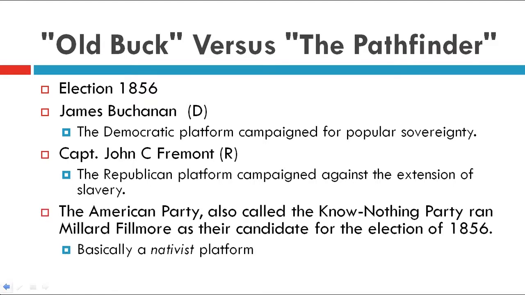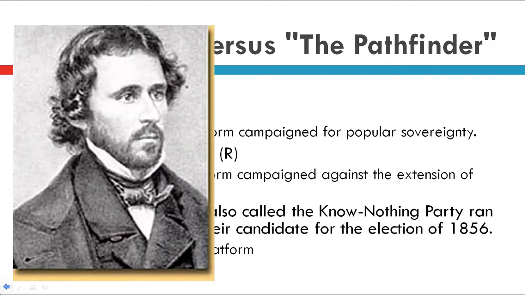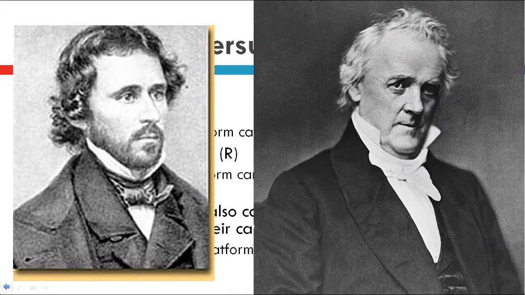Now, Millard Fillmore will run under the American Party, also known as the Know-Nothing Party. This is basically a nativist platform, in the sense that they are responding to the upsurge of immigration, particularly Irish and Germans that occurred. There's John C. Fremont, the Pathfinder. You might recall he was actually present when the Bear Flag Revolt occurred in California. Just happened to be there.